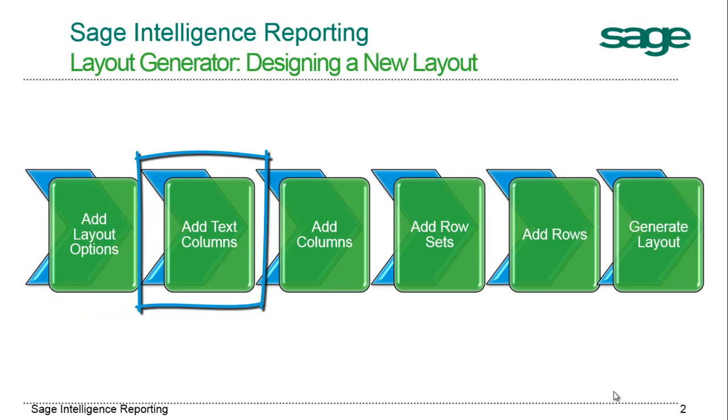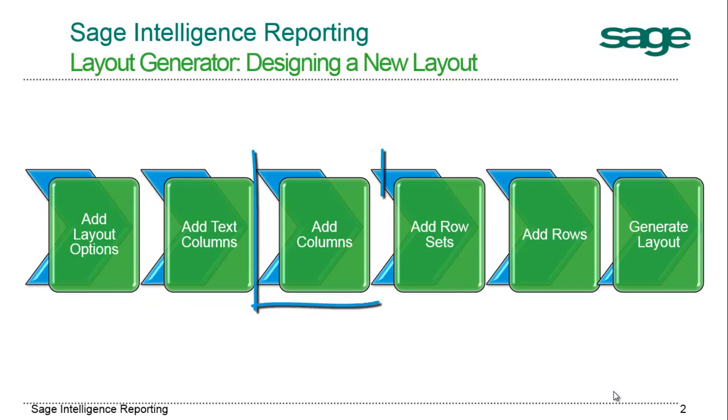Your text columns indicate the descriptive text of your rows, such as your account and your account row description. Once you've added your text columns, you can then add your columns. Columns indicate what you see across the top of your balance sheet, income statement, or trial balance. Once you've set up your columns, you then need to add your rows.